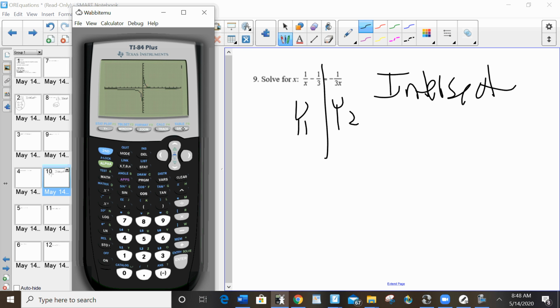Well, we start with zoom 6. So that's my first one. It's like multiple curves to each one. It's really hard to see what's going on here. But it looks like here I have something going on. So second trace, intersect.